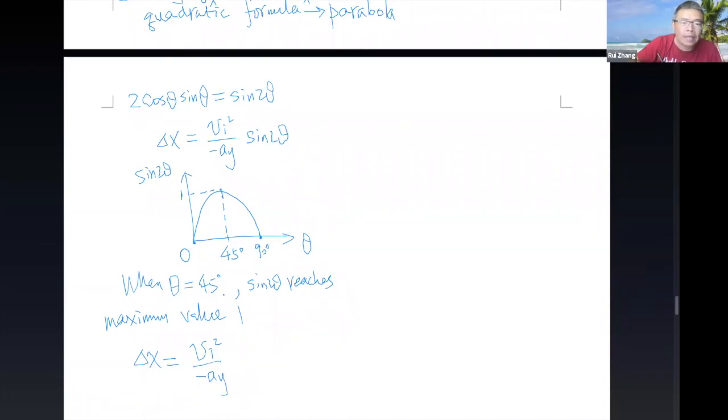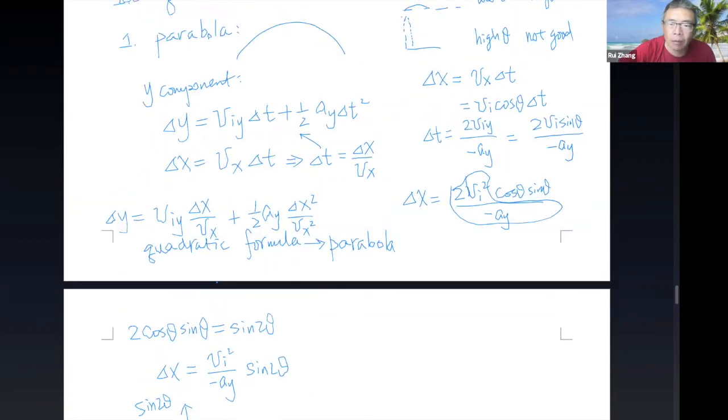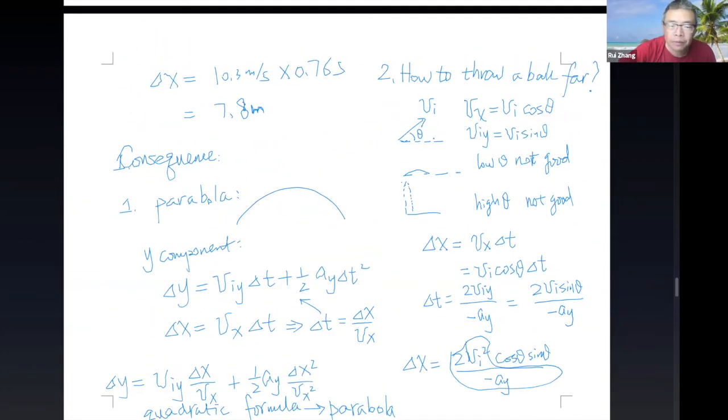So basically that tells you if you throw a ball at a 45 degree angle, you can throw it the furthest. Well, this kind of makes sense, right, based on what we're talking about here.